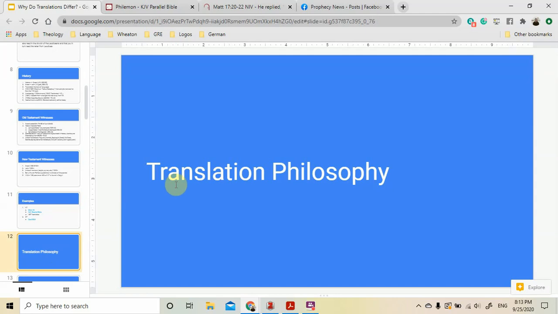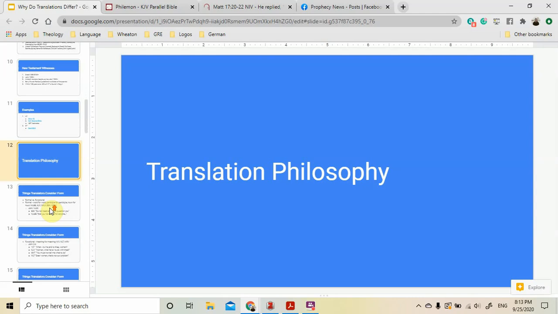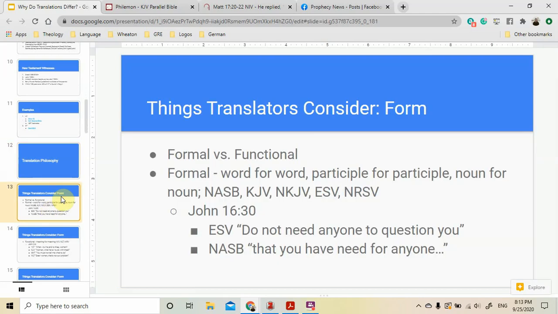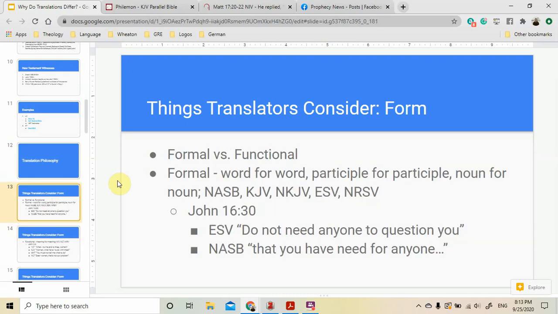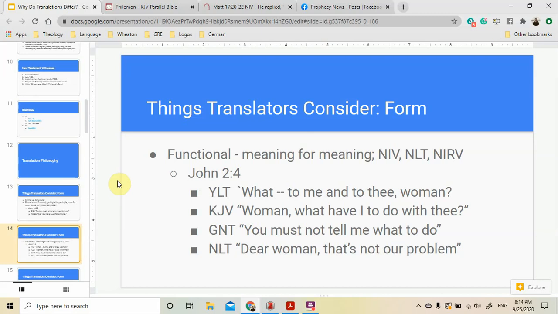The second one is translations have differing philosophies. They have different goals for what they're trying to accomplish with their translation. So here's just a lot of things that translators have to consider. The first one here is word for word, whether they want to go word for word or whether they want to go thought for thought, meaning for meaning. Do they want to get what each word means and give you kind of the form of the Greek or the Hebrew, or do they want to follow more idiomatic English?